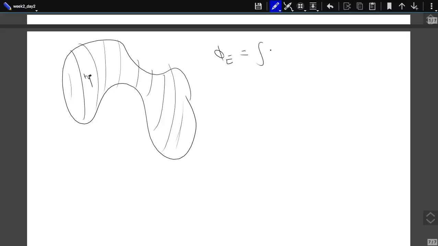Phi E, which we define as the integral of E dot dA. This just means that you have this surface divided into very small segments, and you sum E dot dA for all those segments. This is what that notation means. And this circle just means that it is a closed surface. This is equal to Q over epsilon 0. It will always be Q over epsilon 0.